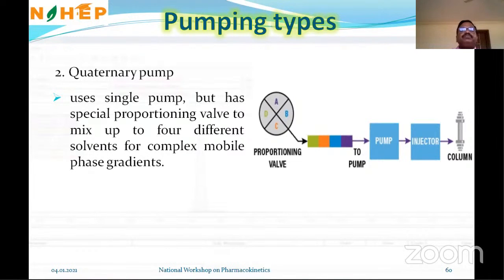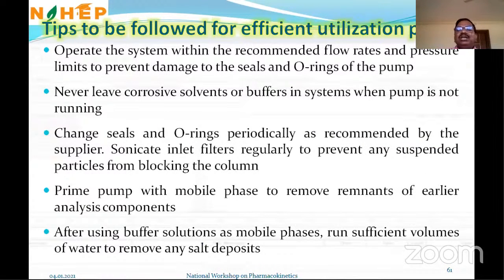Coming to the tips to be followed for efficient utilization of these pumps. Operate the system within the recommended flow rate and pressure limits to prevent damage to the seals or O-rings of the pumps. Frequent damage to these seals and O-rings will cause leakage of the solvent, and this will prevent the pressure buildup in the system.